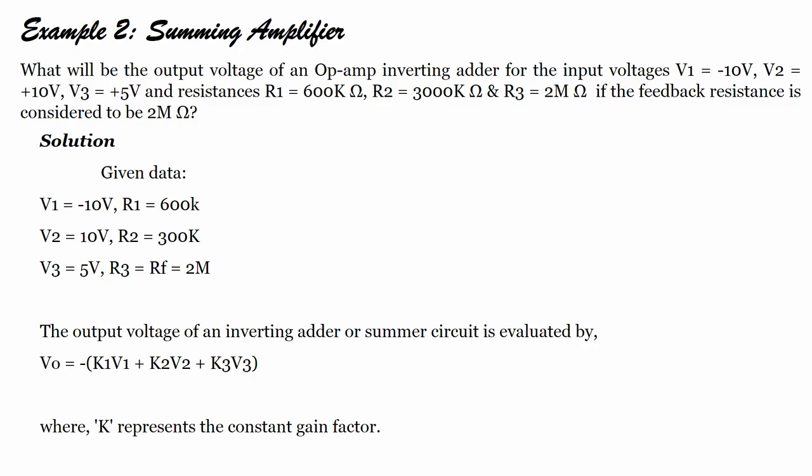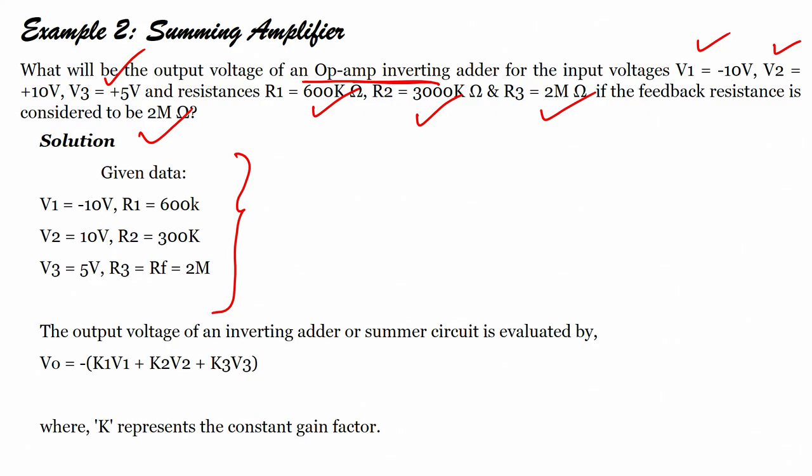So, let us see one more example of summing amplifier. What will be the output voltage of the op amp? It is also called an inverting adder. For the input voltages, V1 is given, V2 is given, V3 is given, R1, R2, R3 are given, and the feedback resistance is considered to be 2 mega ohms, RF is also given. This is a very easy question, everything is given: V1, R1, V2, R2, V3, R3, RF.